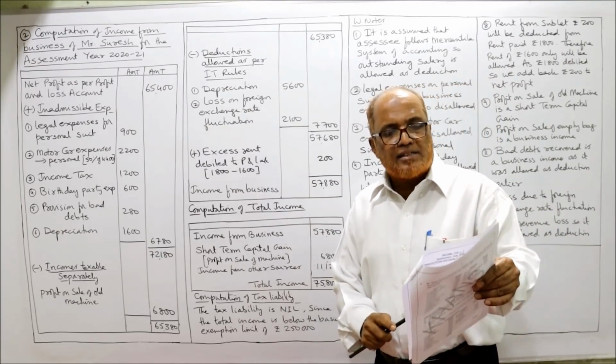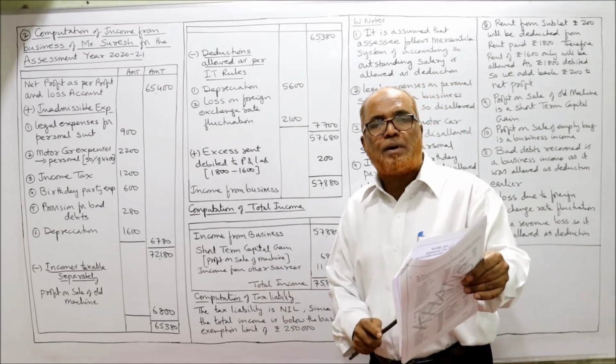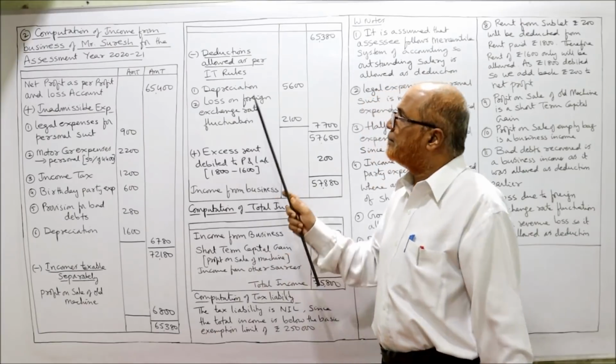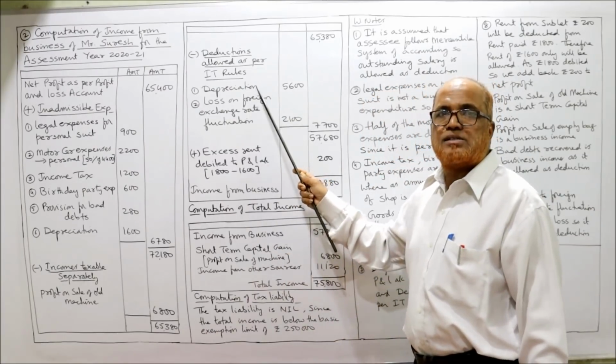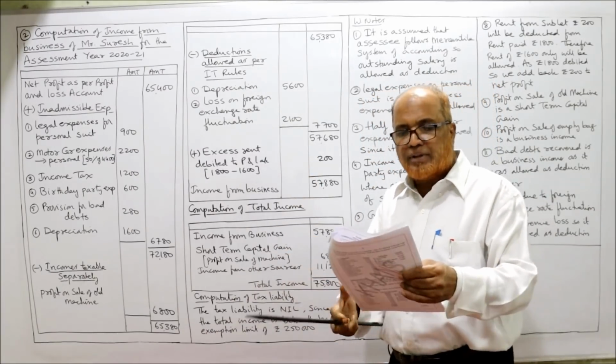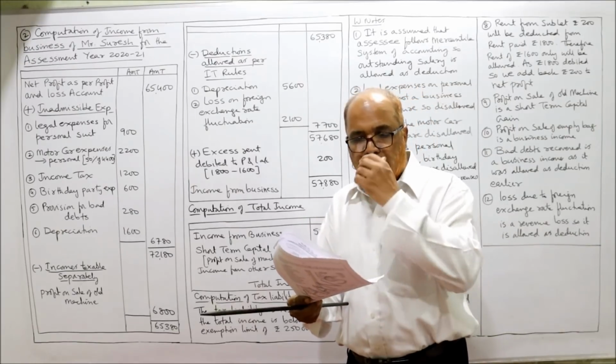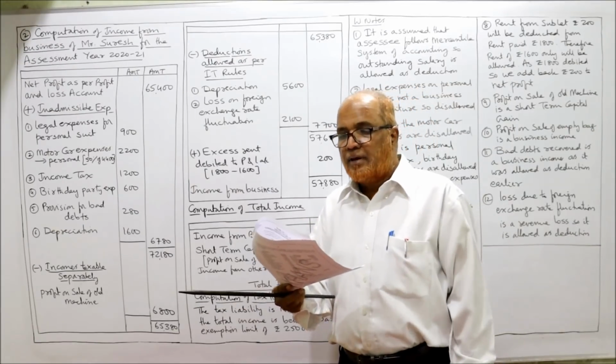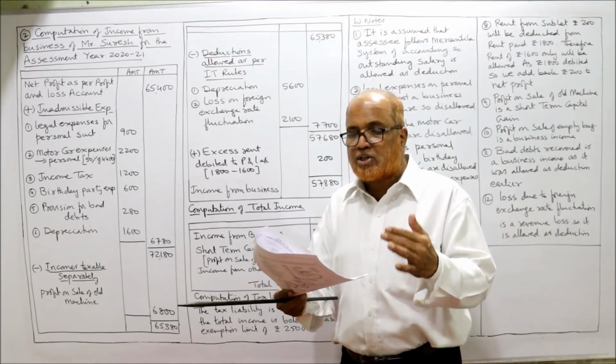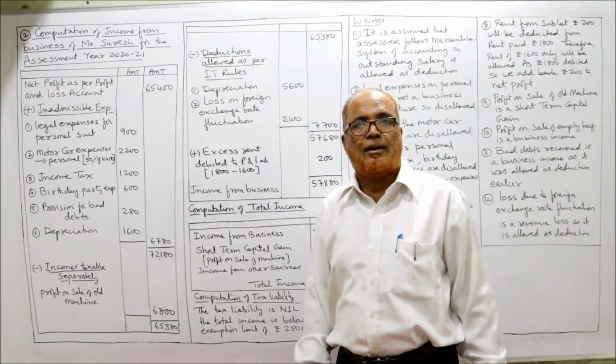So in the adjustment, it is given depreciation allowed as per IT rules 5,000. This is the depreciation as per IT rules. Apart from that, one more adjustment. Part of the sales is export sales. Due to foreign exchange rate fluctuation, loss suffered is 2,100.